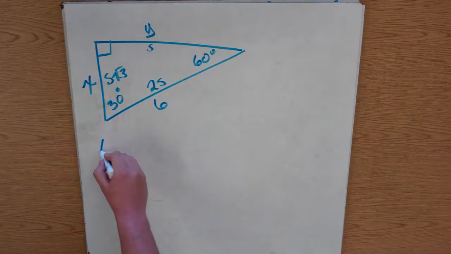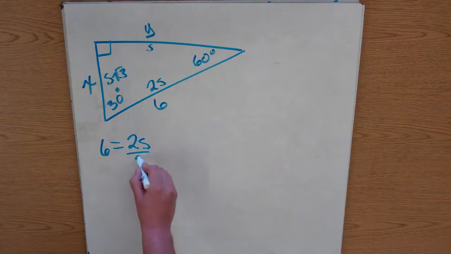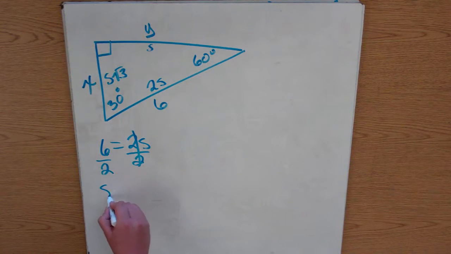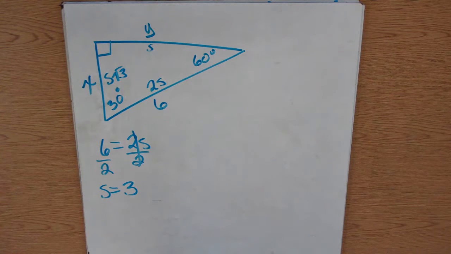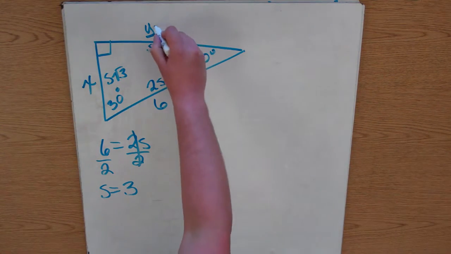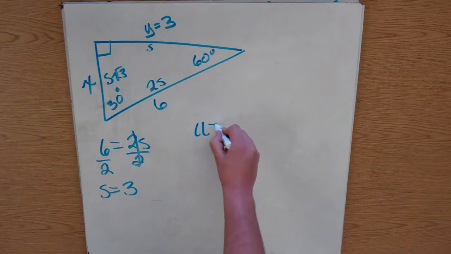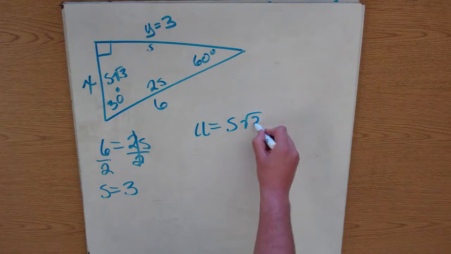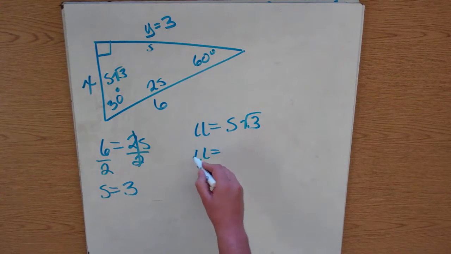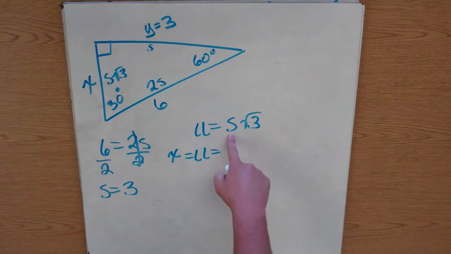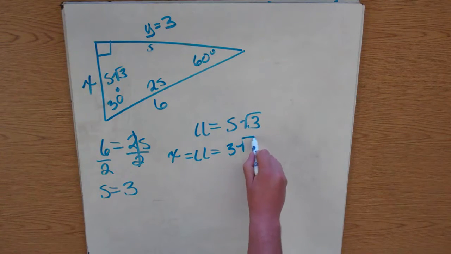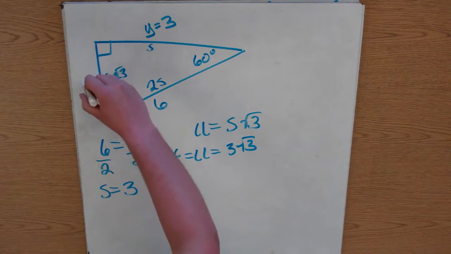So we know that 6 equals 2s. Divide by 2, because the first thing we want to find is the short leg. That's the first thing you want to find if you're not given the short leg. You need to find it first. So in this case, our short leg equals 3. So y in this case equals 3. Now, our long leg is simply our short leg times the square root of 3. So our long leg, which is also x, is s, which is 3, times the square root of 3. All right?